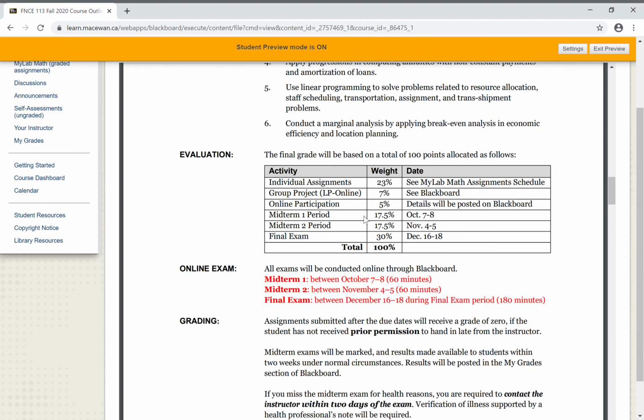And finally, online participation is 5%. The details are already posted on Blackboard. It's basically a couple of small things that you can do on your own and get 5% of the grade. The idea is to apply whatever you're learning in this course towards some financial decision making, like looking up a stock or a bond or something that you're interested in. And that's a great start for a business degree, right?